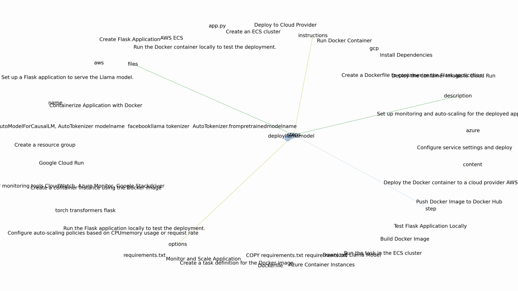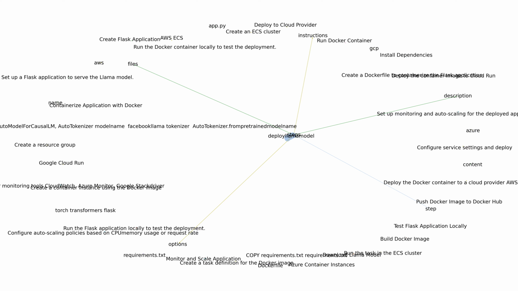Step: Deploy to cloud provider. Description: Deploy the Docker container to a cloud provider: AWS, Azure, GCP. Choose a cloud provider, e.g., AWS ECS, Azure Container Instances, Google Cloud Run. Configure a deployment environment, and deploy the Docker image.